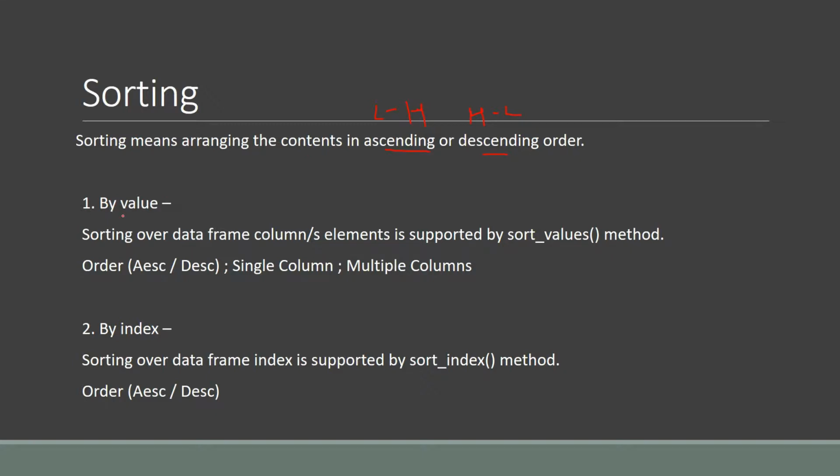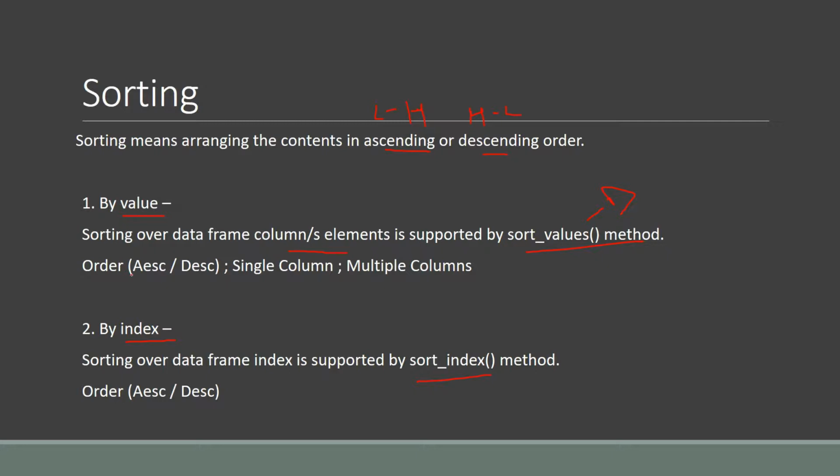Sorting by value means data. It sorts the data frame according to the column elements, and the method is sort_values. Values means data over here. And the next one is by index. If we are sorting the data frame by index, it is done by the sort_index method.